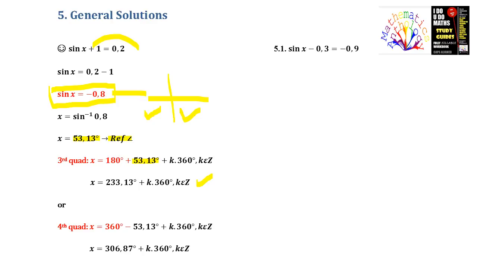Now our fourth quadrant answer, the rule is 360 minus, so x = 360 minus our reference angle, which is 53,13 degrees, plus k·360, k ∈ Z. x is therefore equal to 306,87 degrees plus k·360, and k is an element of Z.